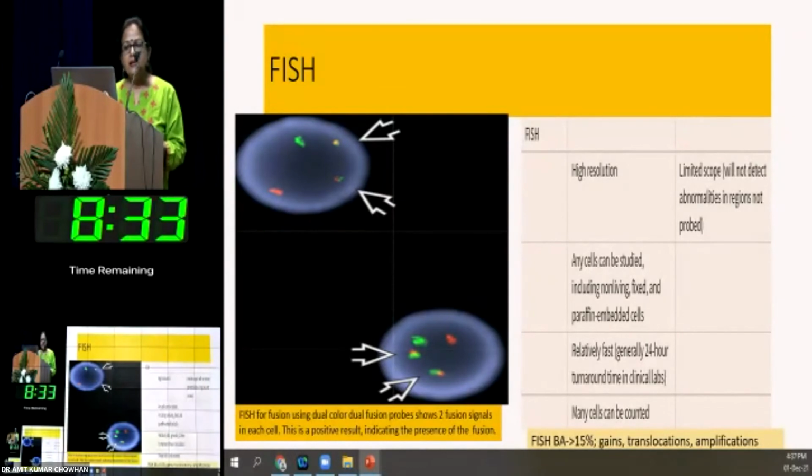Now, this is an example of a FISH dual color dual fusion probe, where you can see in this figure that there are 4 signals. Red and green are separated, and there are 2 which are fusion signals. So having 2 fusion signals is specific for a fusion.